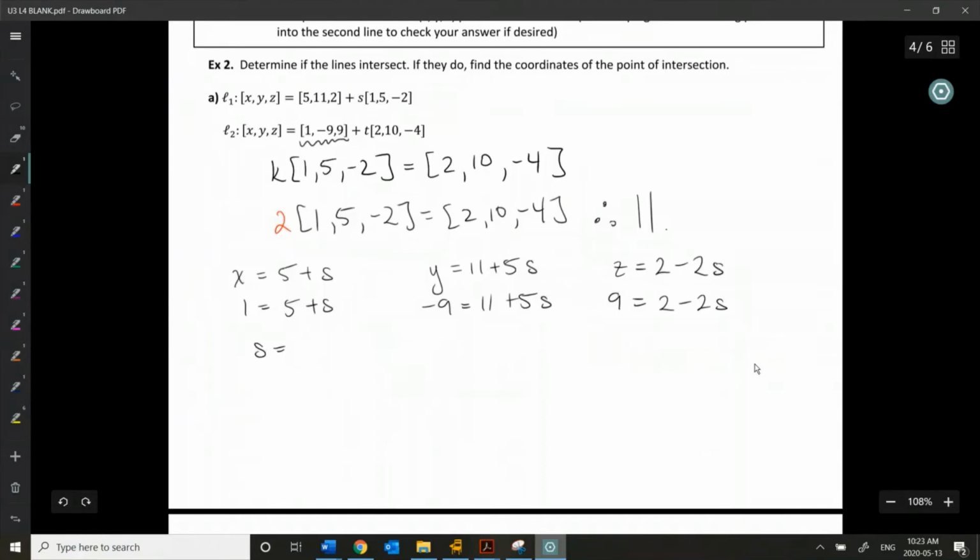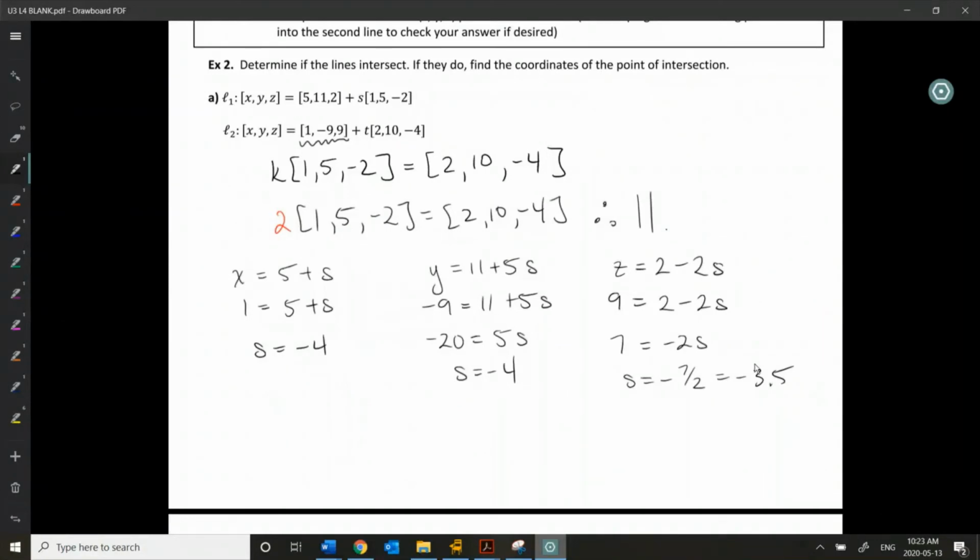Okay, so I think we can see here that s is equal to negative 4. And then if we move the 11 over, we'll get negative 20. And that means s is negative 4 again. And the last one, we get, just making sure that I did this correctly. Okay, so we're getting 7 equals negative 2s. And when we divide that out, we actually get negative 7 over 2, or like negative 3.5.